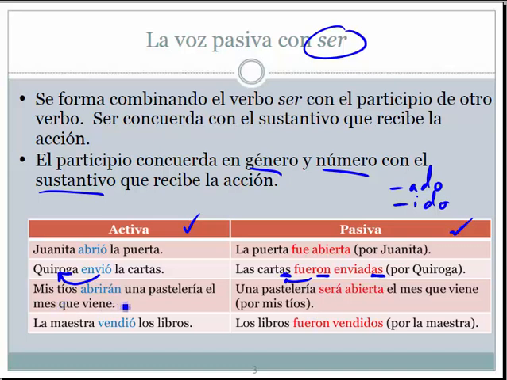Mis tíos abrirán, future tense here, una pastelería el mes que viene. Una pastelería será abierta. In the second case, we don't care that it belongs to my uncles or my aunts. What matters is now it will be open next month. The pastry shop is more important than the agent. La maestra vendió los libros. Los libros fueron vendidos. Again, doesn't matter who sold, rather that they were sold.